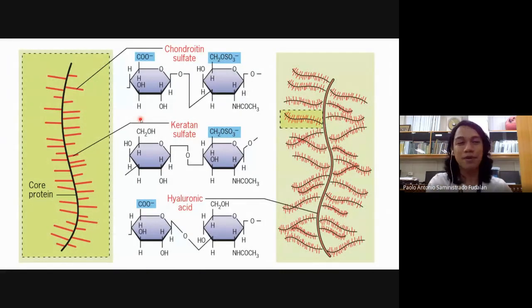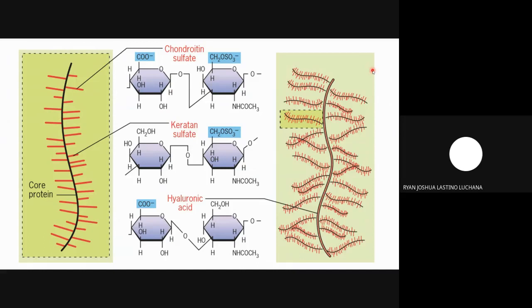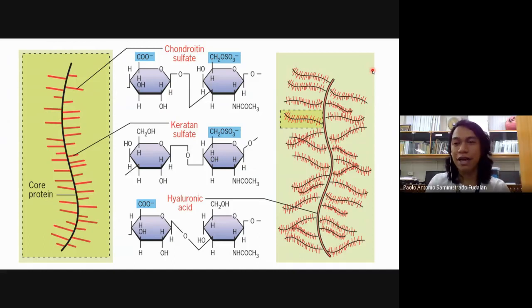Next, another component of the ECM. What is this? Anyone from the group? Proteoglycans, sir. All right, so proteoglycans. The name proteoglycan is a combination of two names. Proteo because it has a protein, as you can see here, the core protein, in the black line. And glycan because the red lines that are attached to the protein are actually carbohydrates. That's why it's called the proteoglycan.